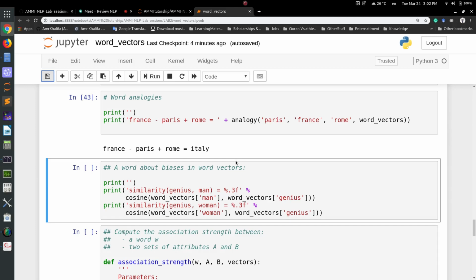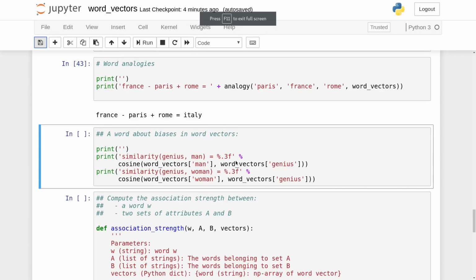Here we're going to understand the bias in word vectors. So we should be careful that the word vectors themselves will reflect the bias that we have in our dataset. Suppose we have a dataset where the word genius and man come together more frequently than word genius and woman. So in the representation, when we find it, the similarity between man and genius will be much higher than similarity between woman and genius. And let's see if that's the case in our dataset.